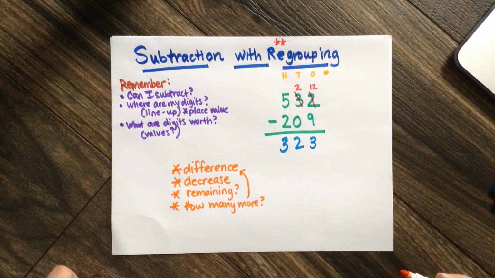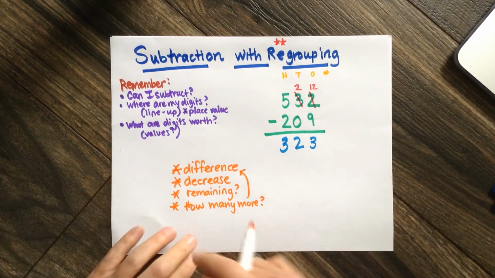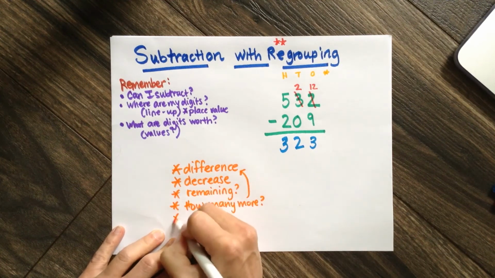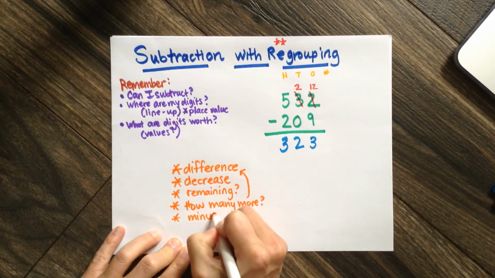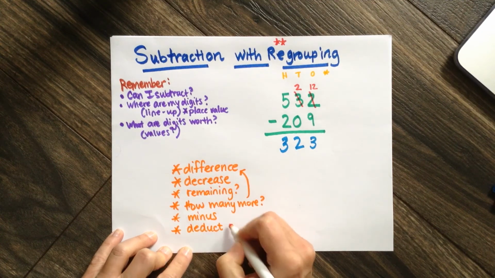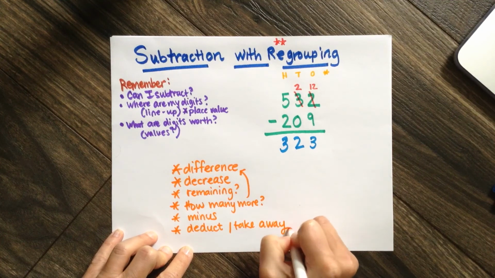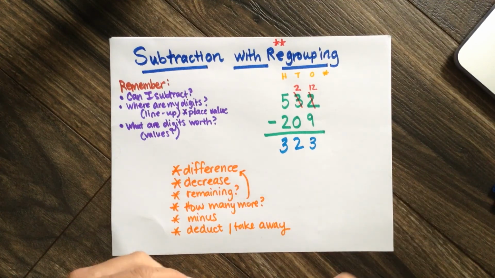So how many more is connected to trying to find that difference at some point. What else are we doing here? We are looking for a minus. We're looking for a deduction. So these are some of our keywords. Minus, that word we don't hear too much of, but deduct means take away, which is another one as well. Okay, so here we go, subtraction with regrouping.